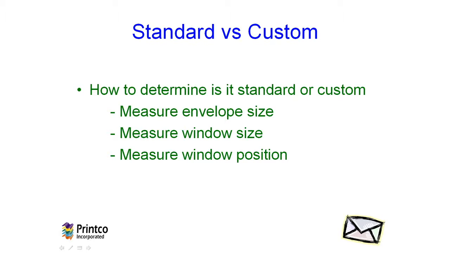If it has a window, you need to measure the window and the placement of the window to see if it matches the standard chart. If any of these sizes or placements does not fit the standard classification, it may be a custom envelope. Keep in mind that a custom envelope for some companies may not be a custom envelope for all companies.